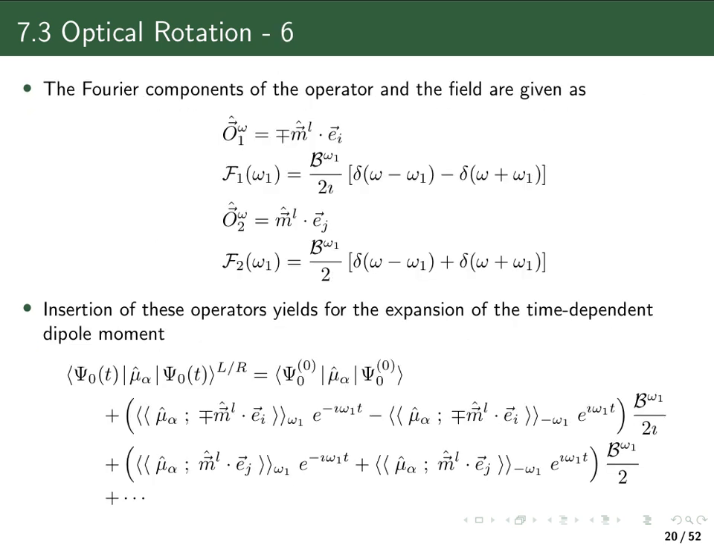So we can identify our perturbation operators. We have two, because we have left and right, where one of them is either minus or plus the magnetic dipole moment operator in one direction, and the other is just the magnetic dipole moment in the perpendicular direction.